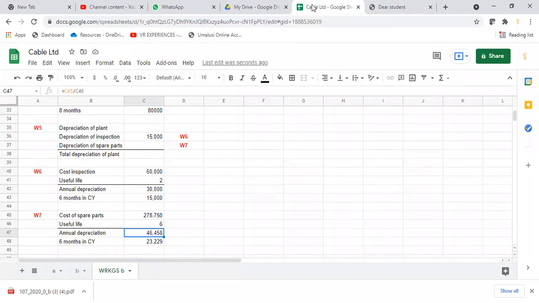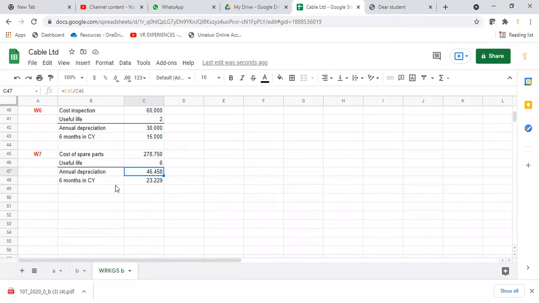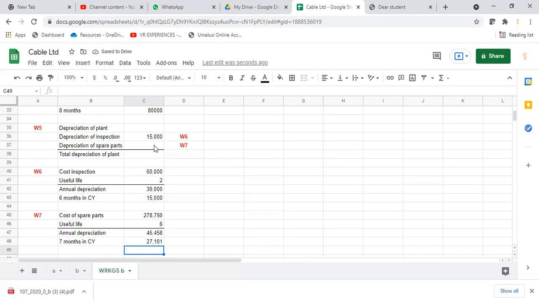So what we do over there with the spare parts, because we acquired it on 1 August, therefore it's August, September, October, November, December, January, February. So it's for 7 months. Okay, so here it is 7 months. So we're just going to say 7 over 12. Okay, so there's 27,000. So all I'm going to do is say equal to 27,000.